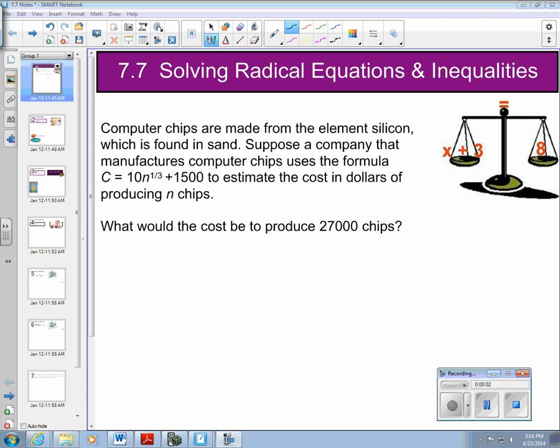All right, welcome to your 7.7 notes. It's our last notes video in this Unit 7 on radicals. Today we'll be talking about solving radical equations and inequalities. And we'll start out with a simple word problem.